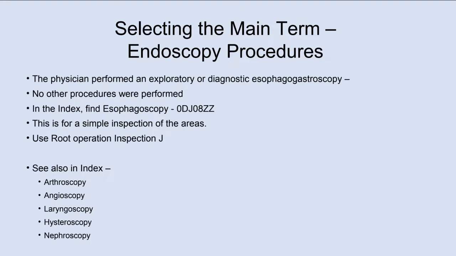So here's an example. It's often best to understand these by just using an example. So the physician performed an exploratory diagnostic esophagogastroscopy. No other procedure was performed. In the index, find esophagoscopy, 0DJ08ZZ. This is an inspection. And notice that the root operation in this case is inspection.